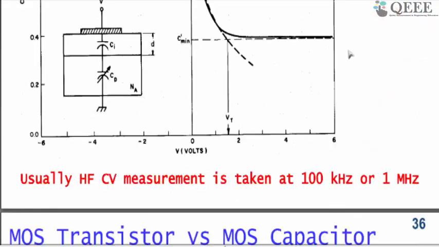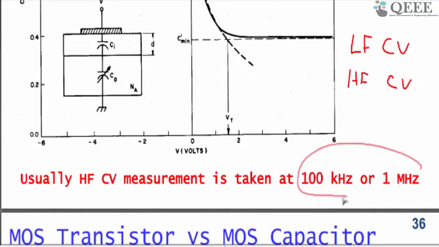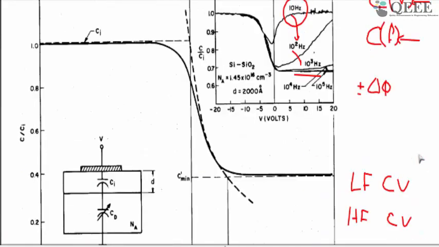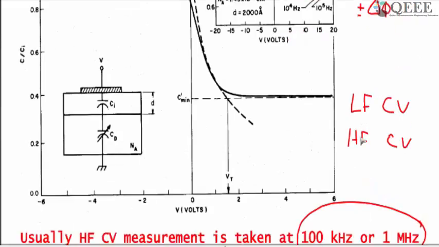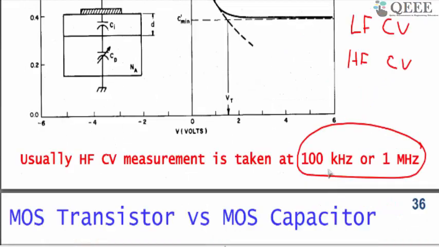Typically when you talk about a MOS capacitor, there are two kinds of CV: a low frequency CV and a high frequency CV. In the high frequency CV, you typically measure at 100 kilohertz or 1 megahertz, because you don't want any uncertainties. You don't want 100 hertz or 1000 hertz; you make sure the frequency is very large.